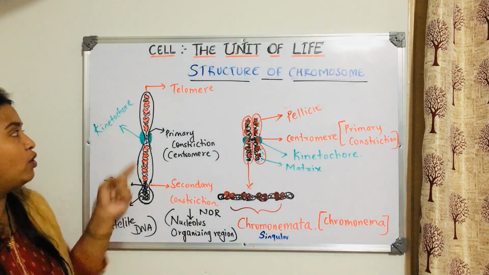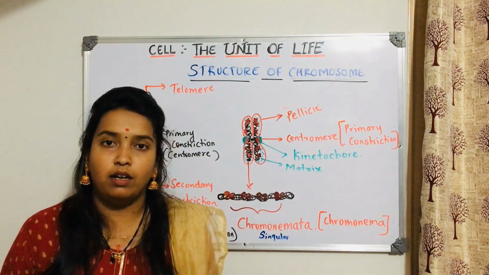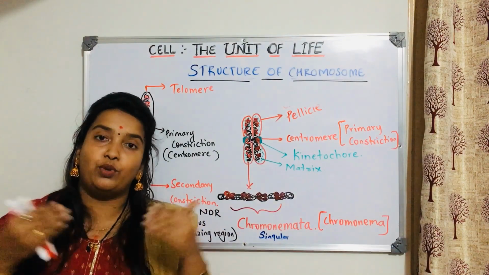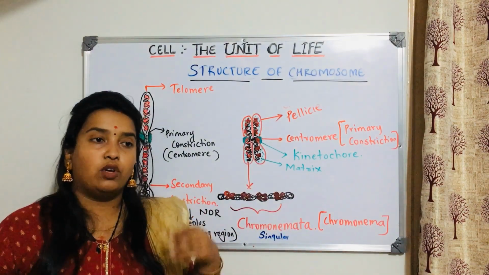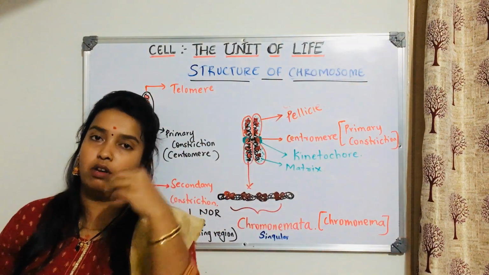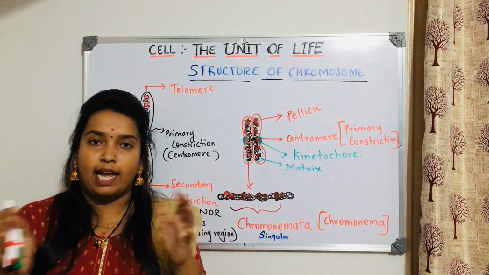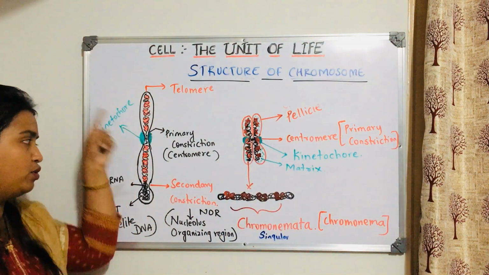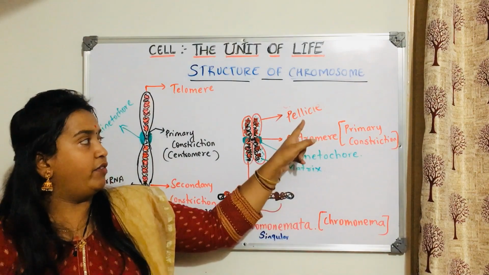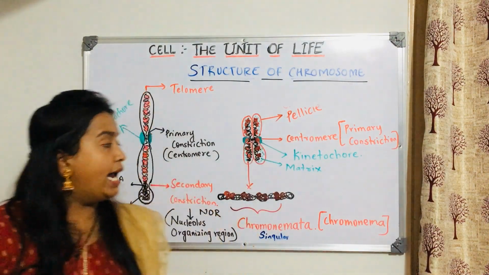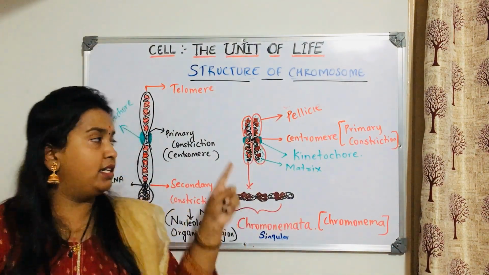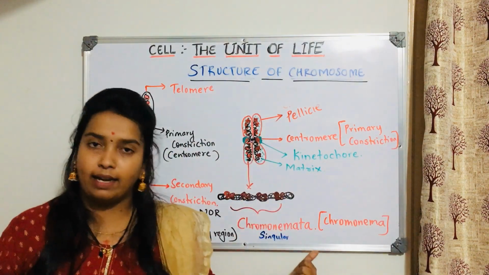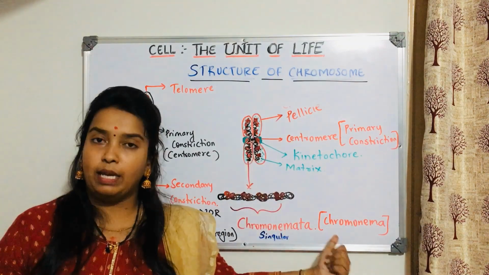And then the end of the chromosome, we call it the telomere. What is its function? It will not allow the chromosomes to get attached to the nuclear membrane or even to other chromosomes. So it helps in a protective way. The membrane present for the chromosome is called the pellicle. And the condensed chromatin present in the chromatid, we call it chromonemata. If two, chromonema.